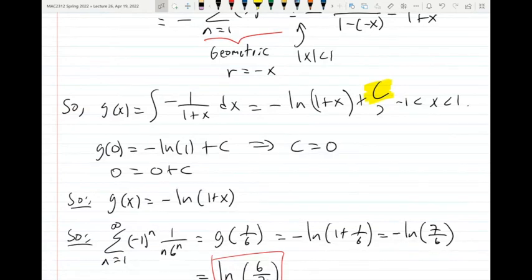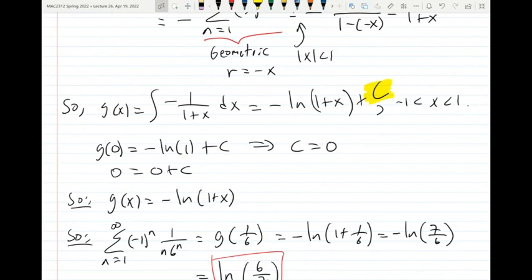So that means that when you plug in 0 here, so g of x is equal to this. When you plug in 0, we know it's equal to 0. But on the other hand, the formula that we found is minus ln of 1 plus x plus c. This part becomes 0, so you get that c is equal to 0. So g of x is just minus ln of 1 plus x.